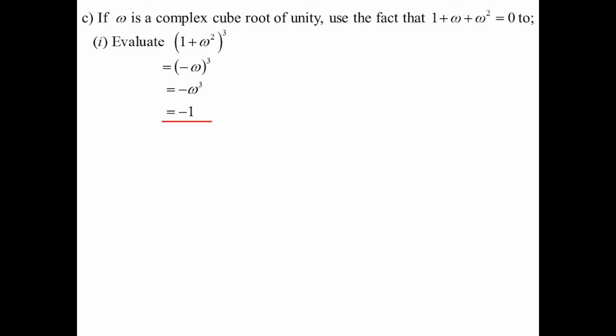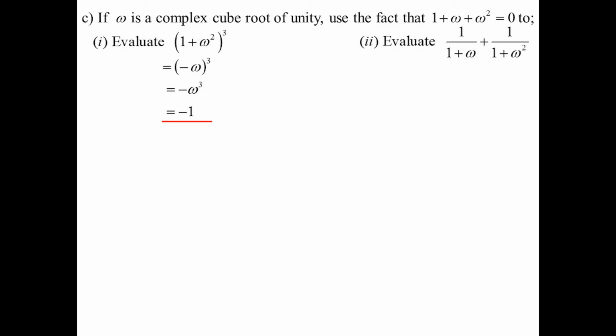negative omega. And now I'm cubing one term instead of cubing two terms and having to come up with a huge expansion. Minus omega cubed would be minus omega cubed, and we know omega cubed is 1. Therefore, my answer is negative 1.